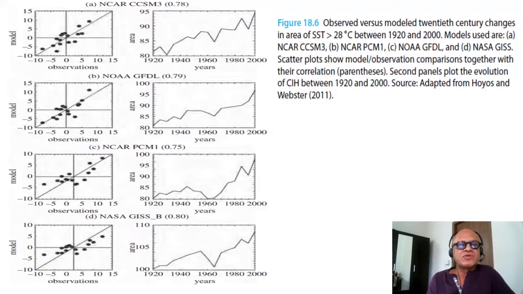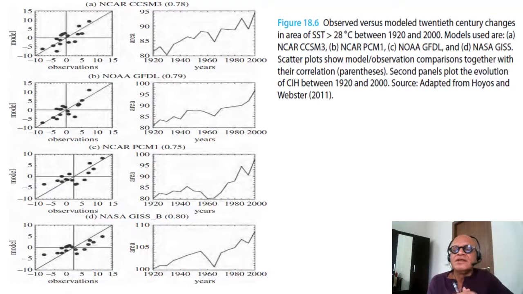What happens in the models over the 20th century? So this is observed versus modeled 20th century changes in the area of SST greater than 28 degrees centigrade between 1920 and 2000, so pretty much the whole of the 20th century. Here the models used are NCAR CCSM3, the Community Climate System Model, so these are the older versions, NCAR PCM1, which is the Parallel Climate Model, NOAA GFDL, and NASA GISS. They all have slightly different behaviors in terms of El Nino, monsoon, etc.